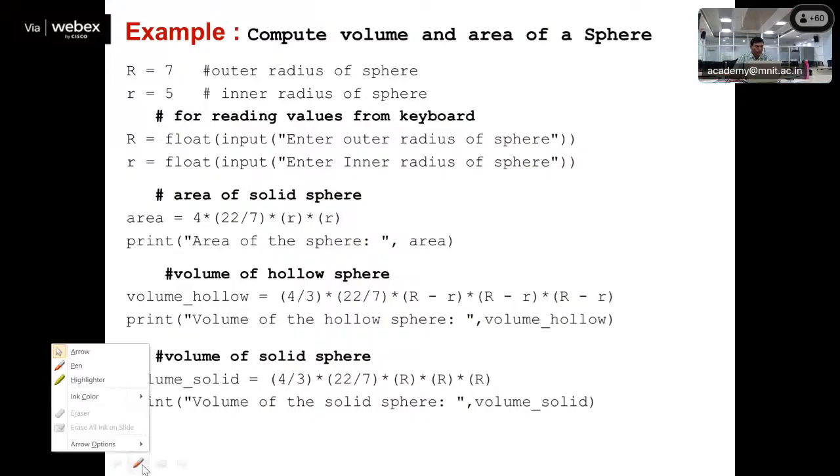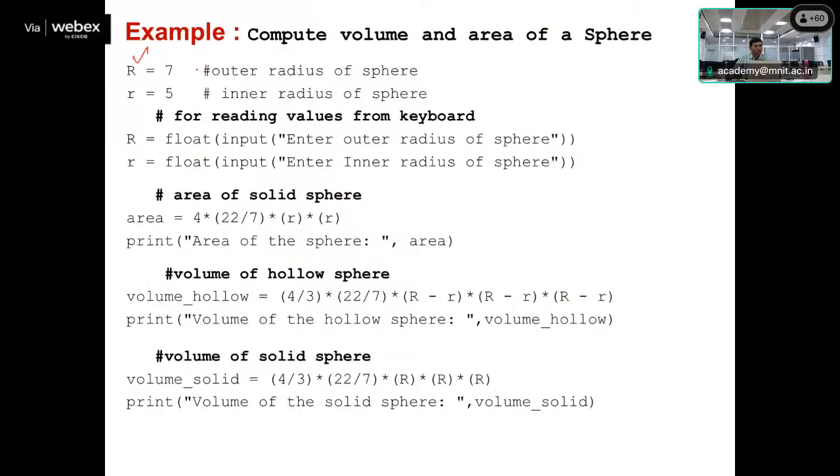So if you want to compute the area and volume of a sphere, suppose we have taken r equal to 7 as the outer radius and r equal to 5 as the inner radius of the sphere. These two values have been taken as constants, it means we are not asking from the user.